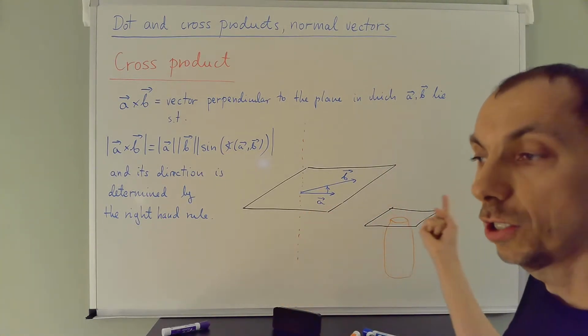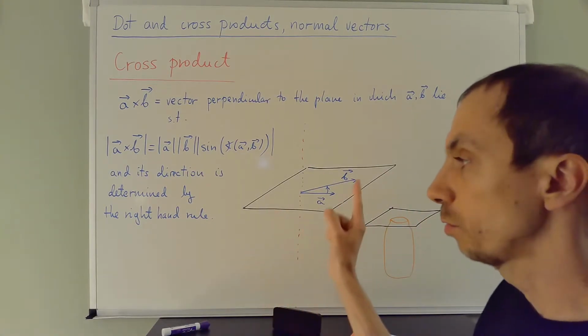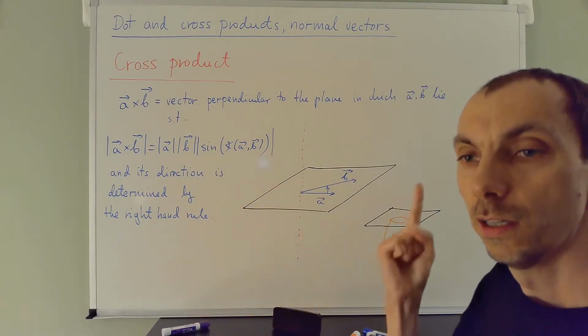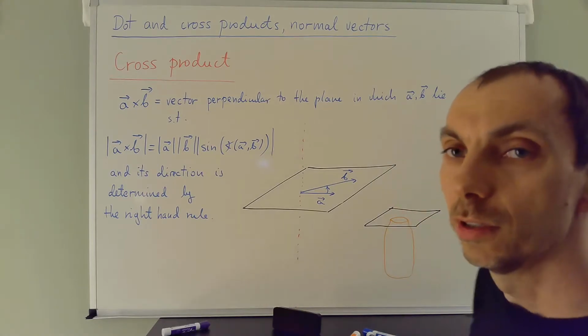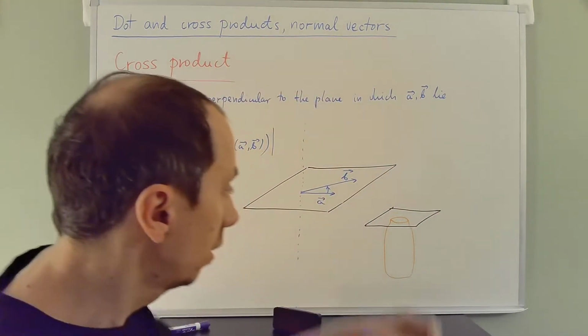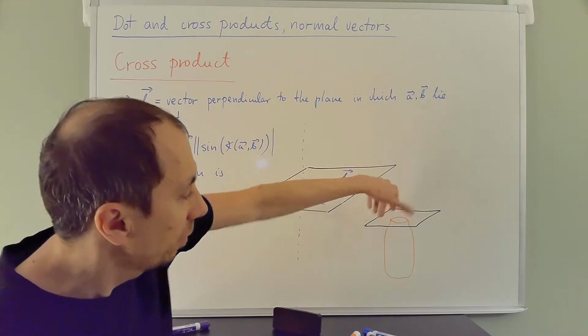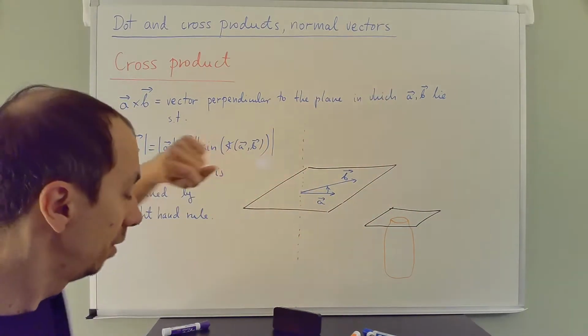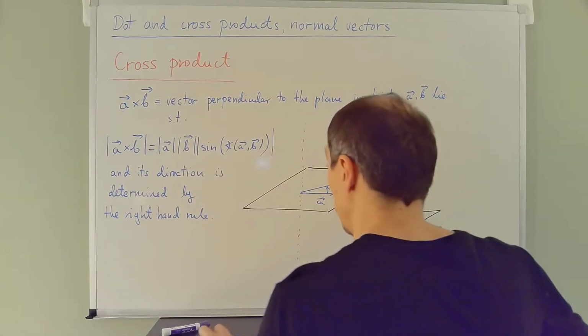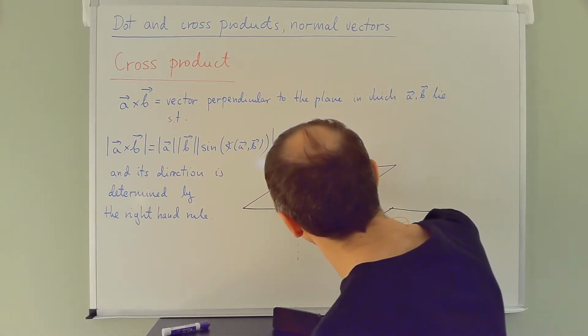And the question is, if I rotated the lid like this, will the lid go up or down? Well, if you know how to unscrew jars, you know that if I rotate it like this, it's going to go up. So that tells you the direction of this vector.